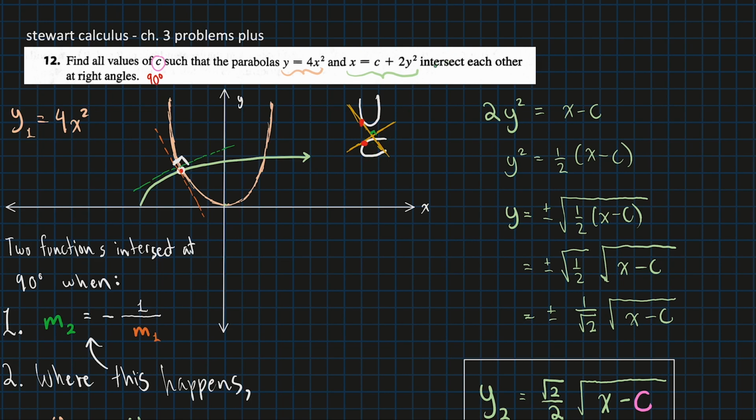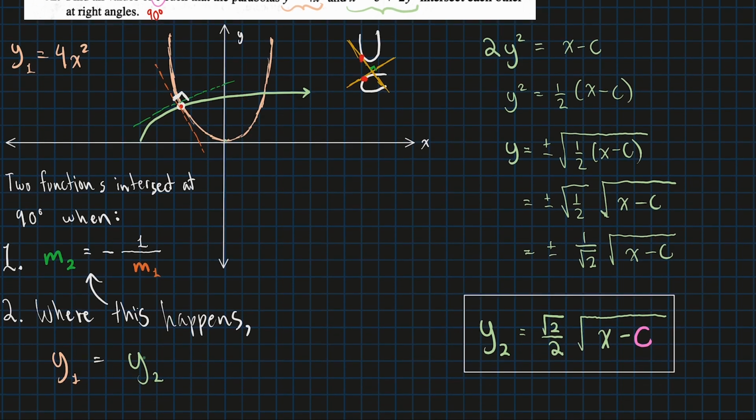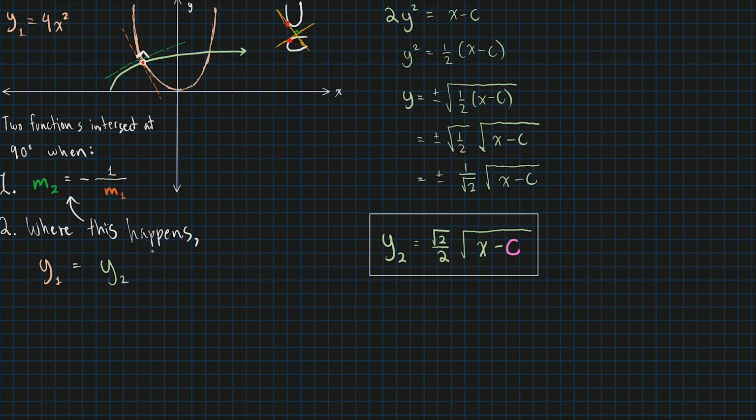So that's the issue, right? We need to make sure that these two parabolas do indeed intersect each other, and of course at a right angle. So to ensure that these two functions intersect each other, we need to make sure that y1 is equal to y2. Now, one thing I'd like to mention about this second criterion is that there's likely no situation where this orange parabola and this green function have their tangent lines intersecting at 90 degrees, but the functions themselves do not intersect.